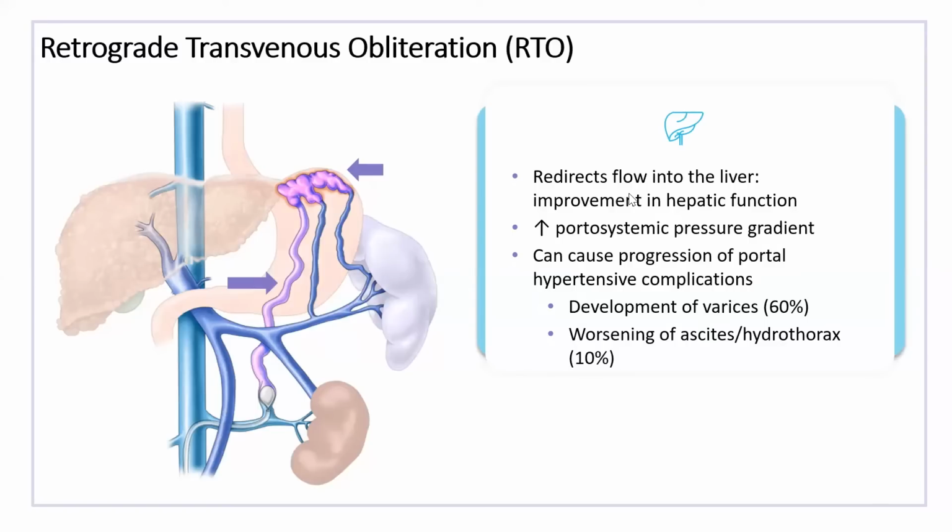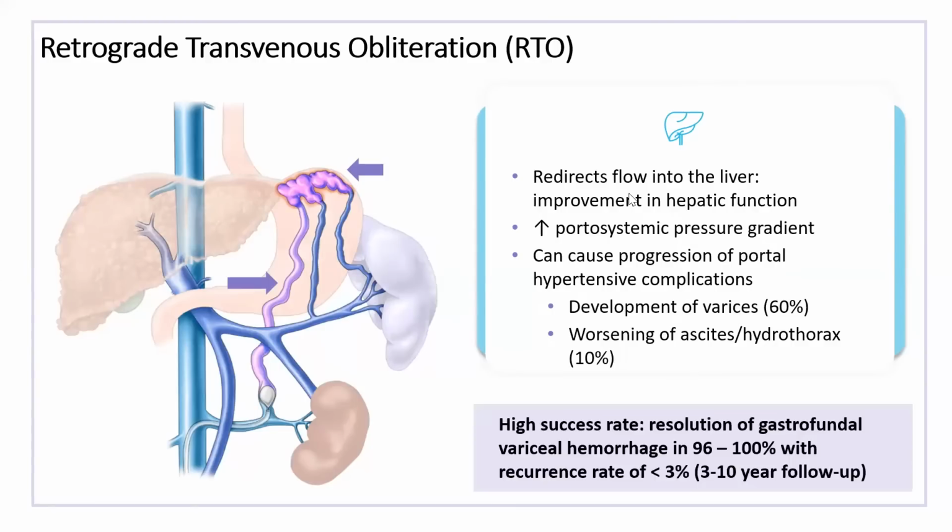This would increase the porosystemic pressure gradient. And in theory, this can cause progression of portal hypertensive complications. In fact, the development of collaterals after RTOs is common, and up to 60% of patients can develop collaterals, especially varices, after RTOs. There also can be worsening of ascites or hydrothorax in up to 10% of the patients. And, as it redirects the flow into the liver, in theory, the liver function actually improves. We'll talk a little more about that.